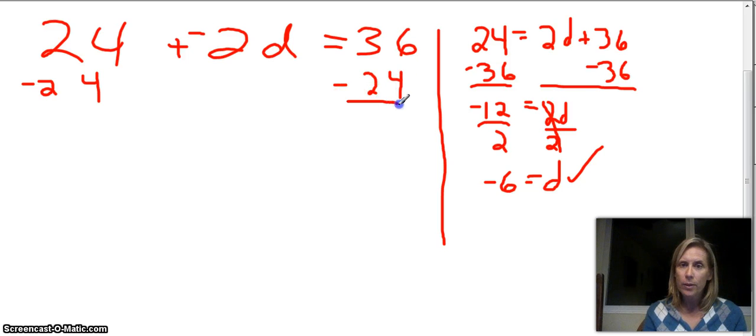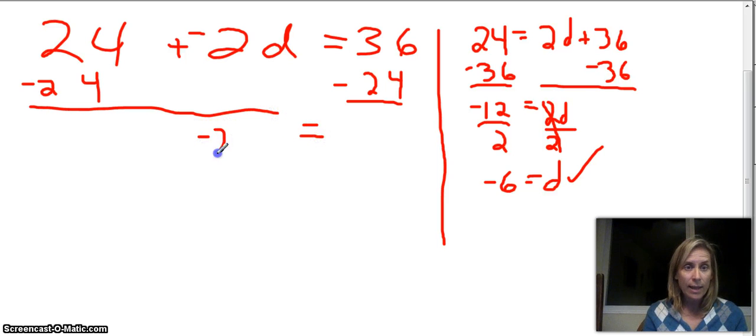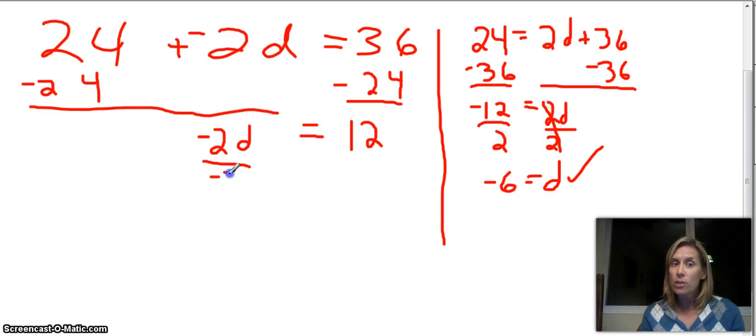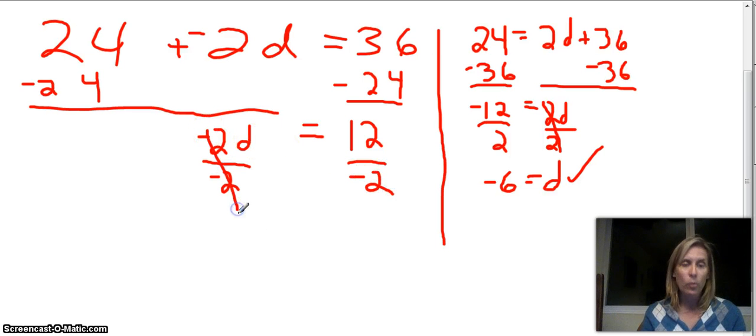When we do, you can see that we have negative 2d. Bring that negative with you. Don't lose it. Negative 2d equals 12, right? Good. And so now in order to isolate that d, what are we going to divide by? The entire negative 2. Good. Negative 2. And when we do, ta-da, we end up with 1d equals negative 6.